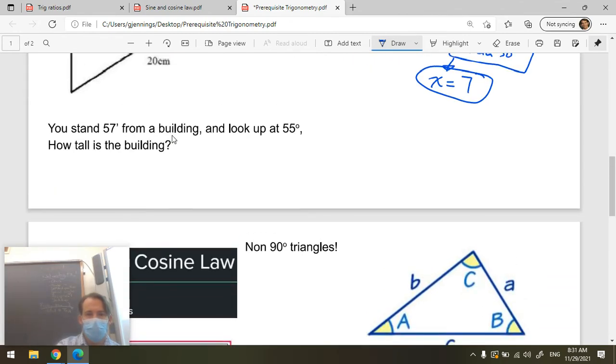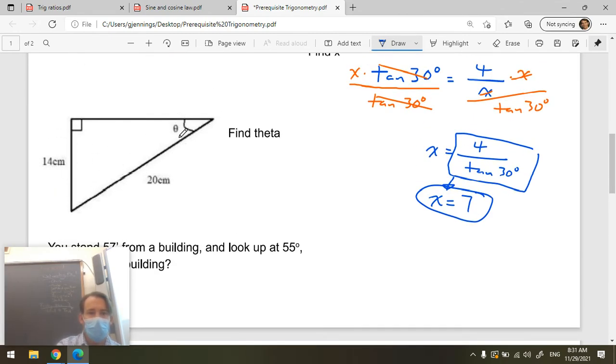So let's keep going. We can also use these ratios to find unknown angles. So if I have a problem like this, where I have a 14 centimeter side, a 20 centimeter side, and an unknown angle, and I want to find this angle, what trigonometric ratio would I use to relate these two sides?